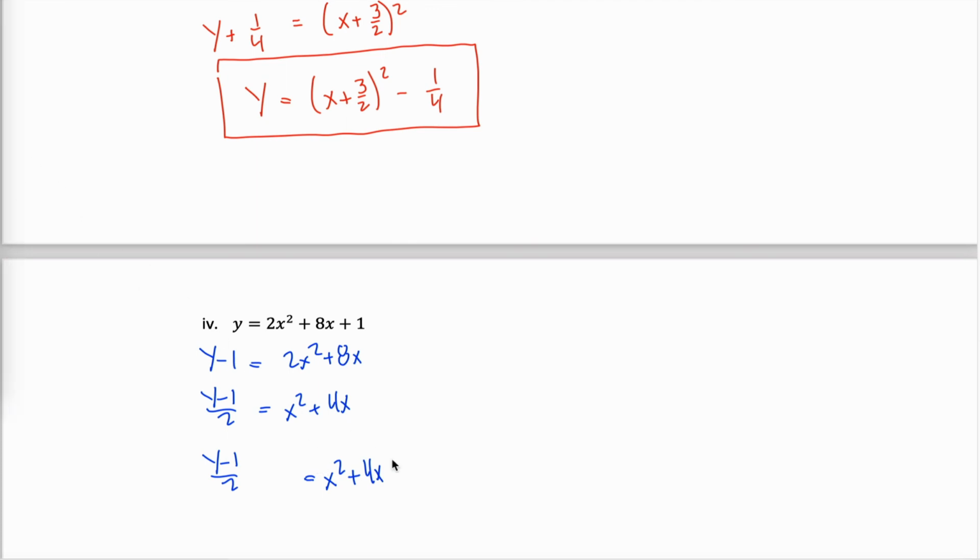In this case, that number is a positive 4. Half of this 4 is 2, and 2 squared gives me 4. So I'm going to add 4 to both sides of the equation so that I have a perfect square on the right. I'll leave the left side alone for now, kind of a mess, (y minus 1) over 2 plus 4. But the right side, since I have written x squared plus 4x plus 4, I can rewrite it as a perfect square, in this case (x plus 2) squared. I'm almost done here. My last step is just to solve for y.